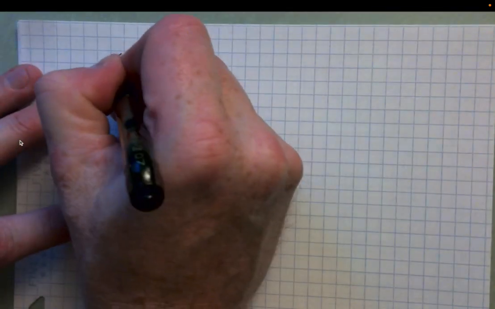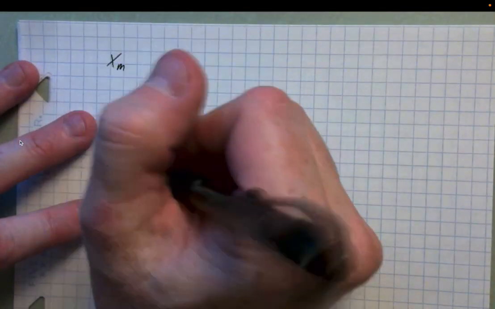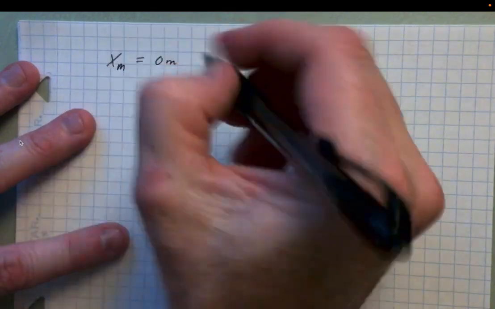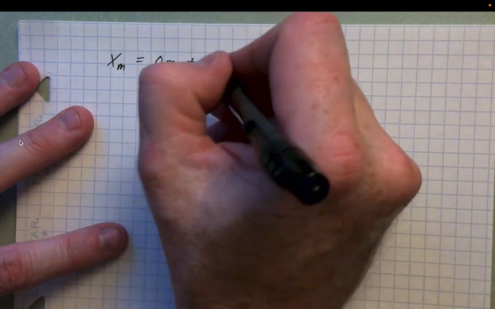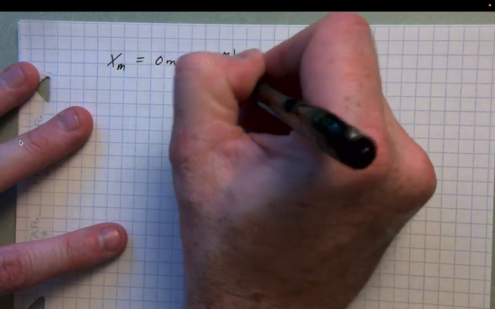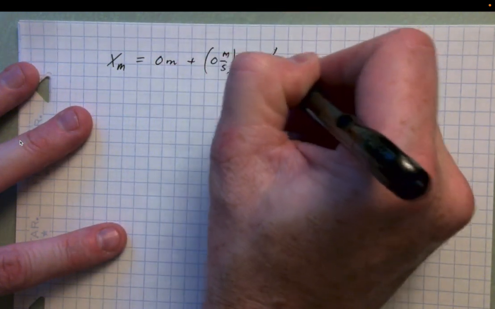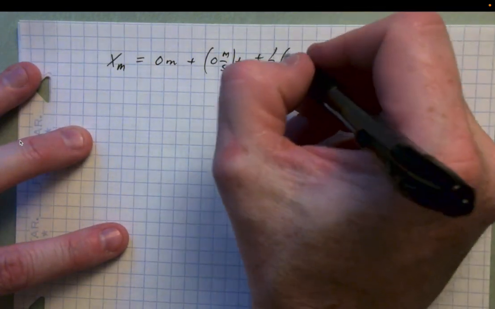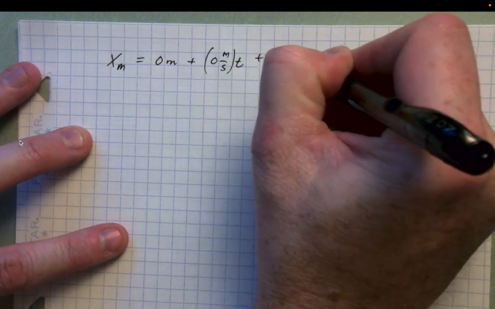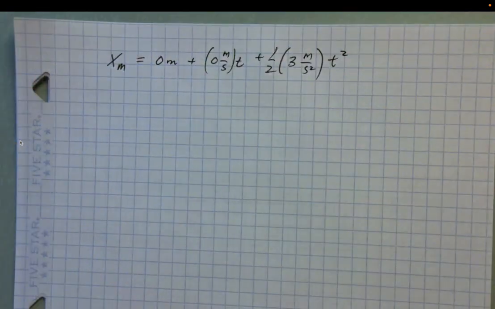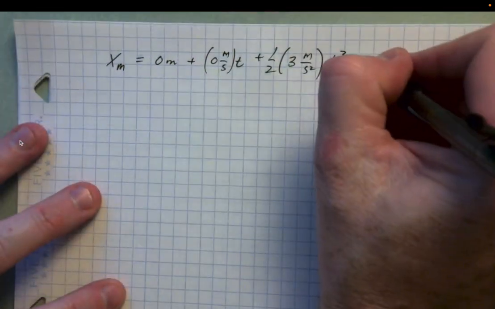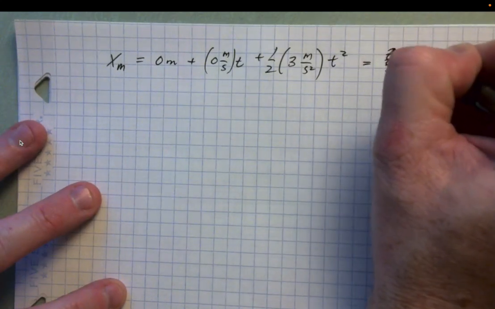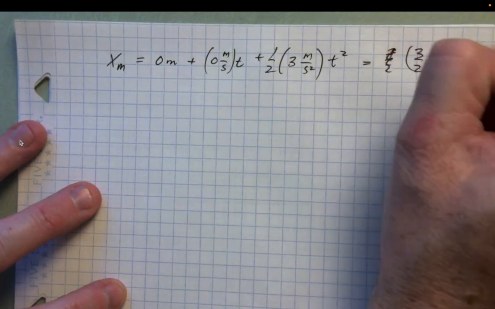So you've got the position function for the motorcycle. We'll start with that. It's going to start at 0 meters plus its initial velocity, which was 0 meters per second, times the time, plus 1/2 its acceleration. The motorcycle has acceleration. It's 3 meters per second squared, times time squared. So this whole thing can be simplified down to just, well, actually 3/2 meters per second squared times time squared.